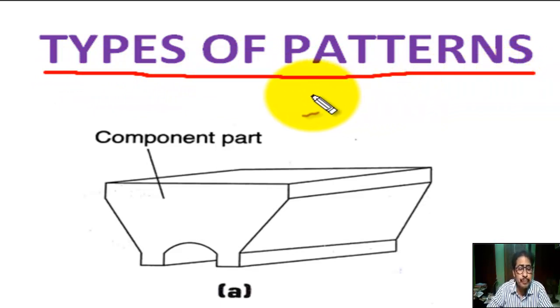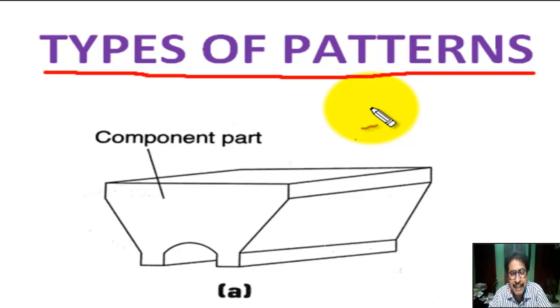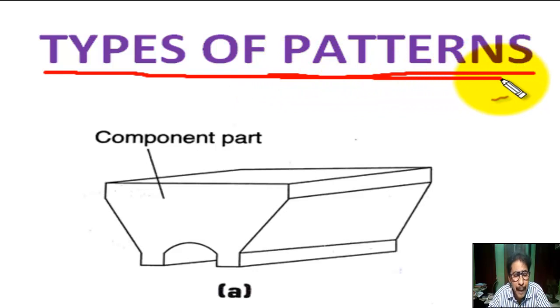We know pattern is the replica of any object, or pattern is the duplicate of an object of approximate shape and size. Pattern is used for making impression on the sand.